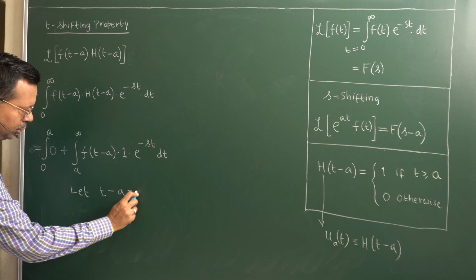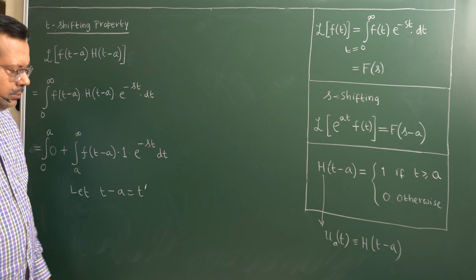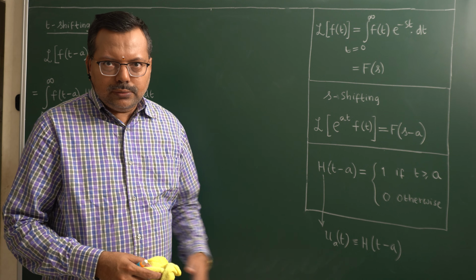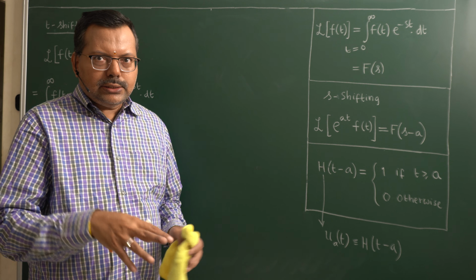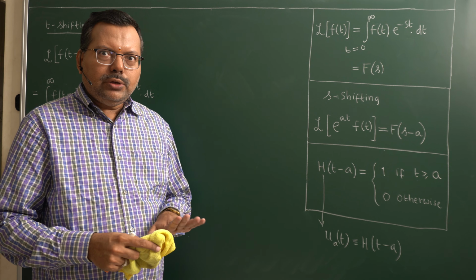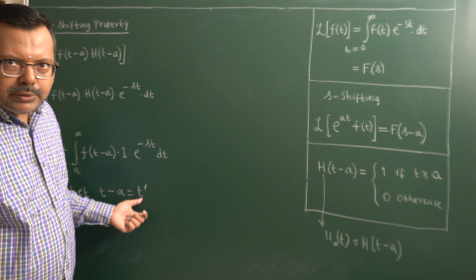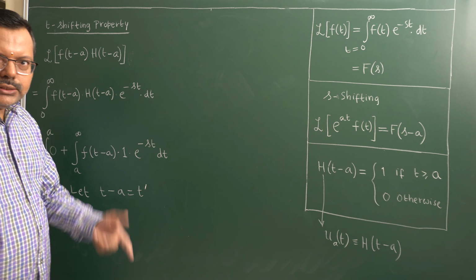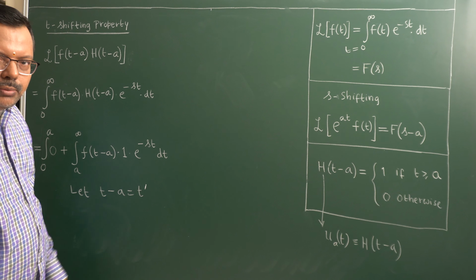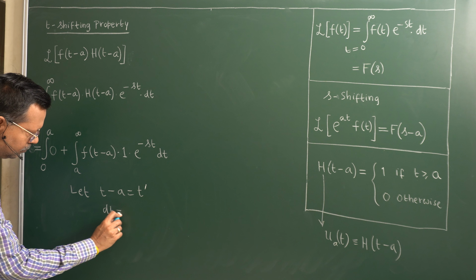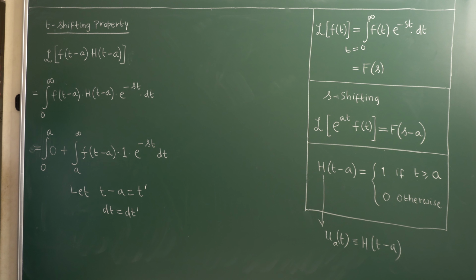How do you make the lower limit 0? Let us consider this quantity t minus a as a new variable t prime. If t is the original graph paper, t prime means the graph paper is shifted. I don't want to redraw the axis on the same graph paper. I take a new graph paper and shift the entire graph paper, and that is called a new graph paper t prime. That's how you can understand. Mathematically, t minus a is a new variable, and in that situation, dt is equal to dt prime.